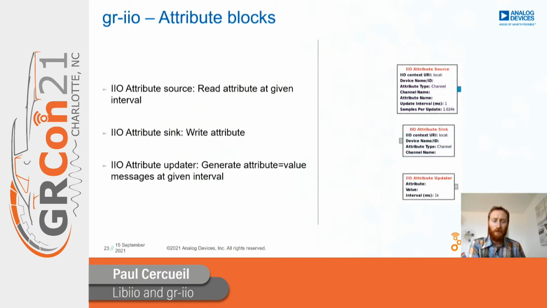Attribute blocks allow you to read, write, and update attributes, be it device attributes or channel attributes. The IO attribute source just reads an IO attribute at a given interval. The IO attribute sync just writes an attribute, and the IO attribute updater generates the messages at a given time interval to be used with the IO attribute sync.